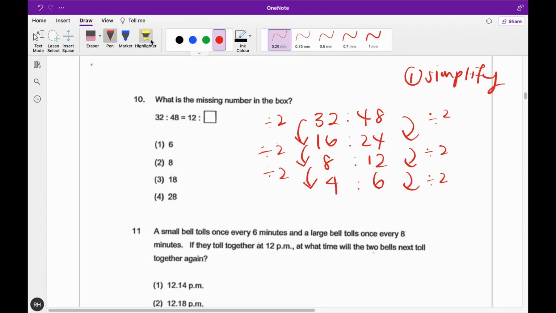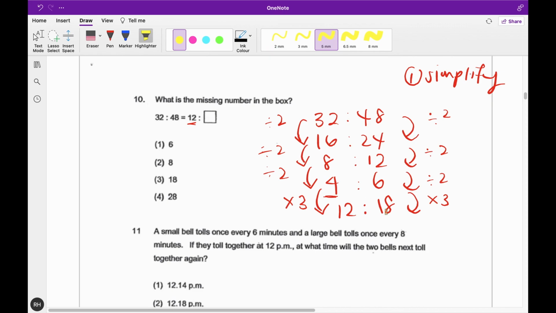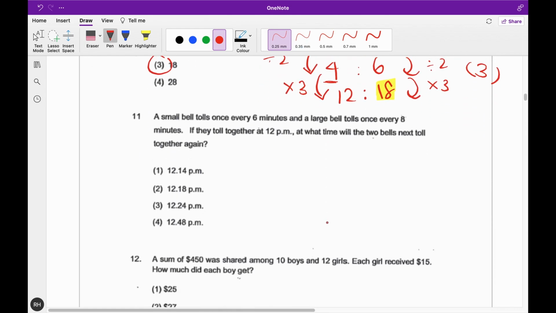Okay, now we'll realize that 4, we can multiply by something to go to 12, right? So what should we do next? We should times 3. So 4 times 3 will give us 12. 6 times 3 will give us 18. And this is how we find the answer. Okay, so 12 is to 18. Answer is option 3.